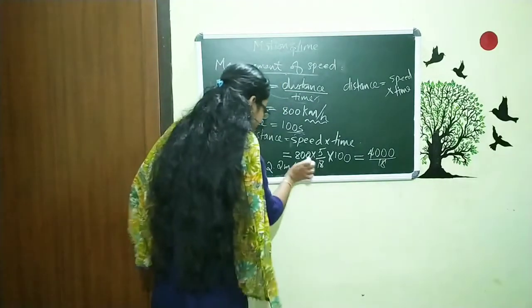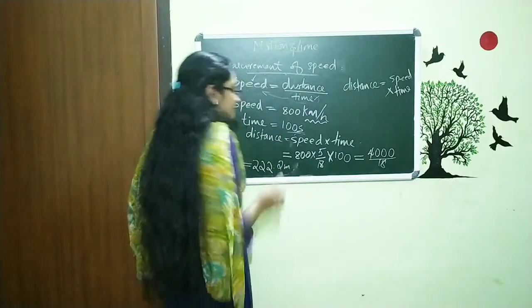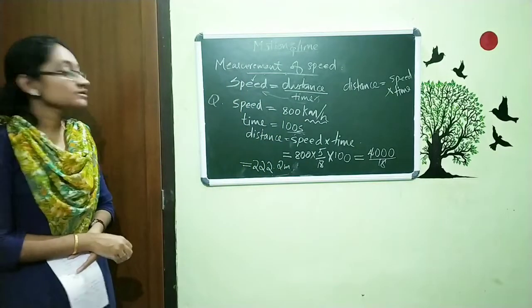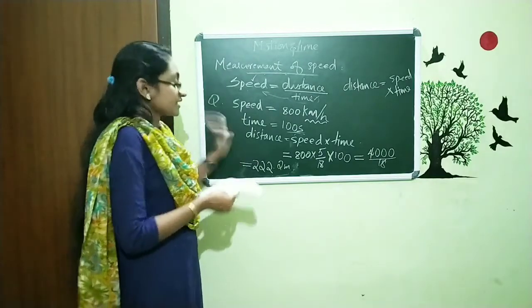Sorry, what are we finding? We are finding the distance, so our unit is meter. 222.2 meter. This is the distance travelled by the car.